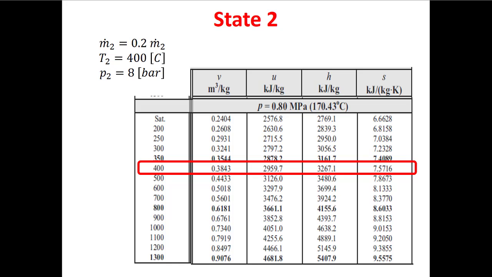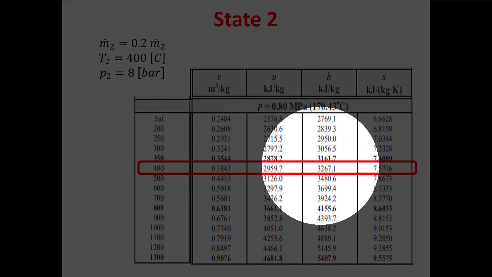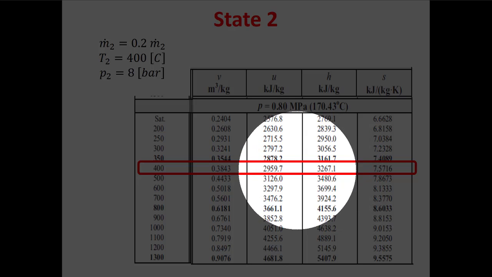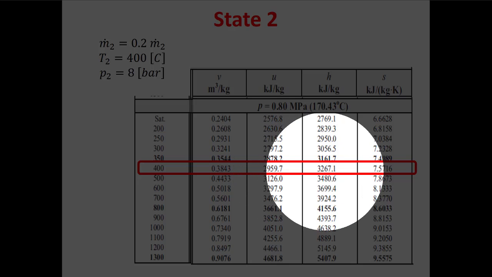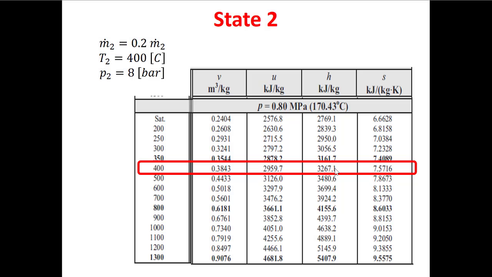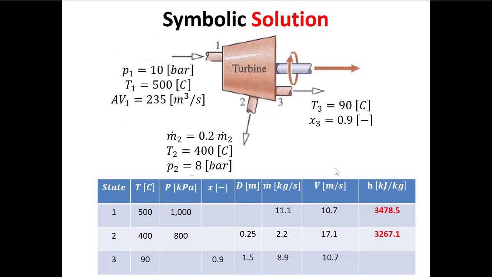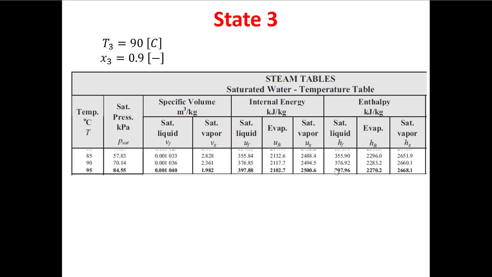We don't have to interpolate because this is a row that's right on our table. So now, I know we have been used to, in closed systems, looking up specific internal energy. But remember, enthalpy is specific internal energy plus pressure times the specific volume. So the enthalpy will always be higher than the specific internal energy. Here, the specific enthalpy is 3267.1. So I put that into my table as well.